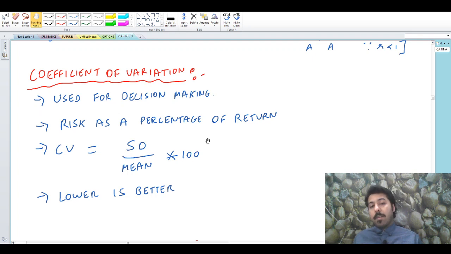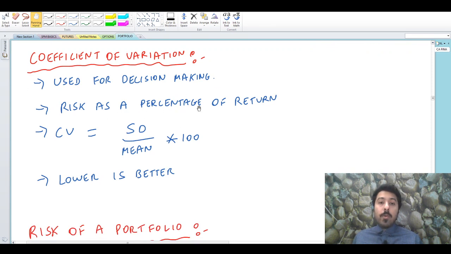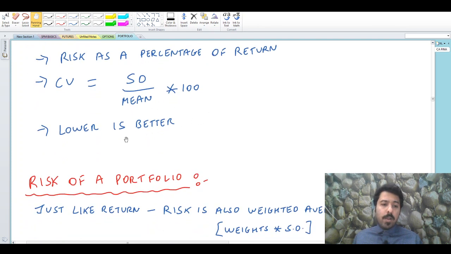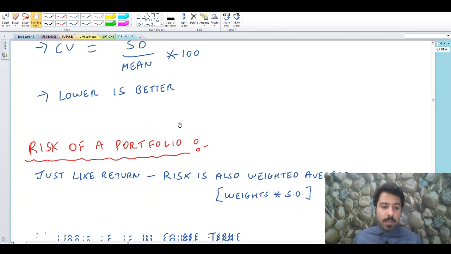Similarly, if I have another stock where I earn 40% return, but I need to take 30% risk, so 30 upon 40, 0.75 is my coefficient of variation. So 0.75, 0.4. 0.4 is the better one, since I am getting a greater return as compared to the other one. For the amount of risk taken, we are calculating risk as a percentage of return. How much risk do you need to take to earn the return? Standard deviation upon mean into 100, simple. So lower is better, obviously, very easy, right?